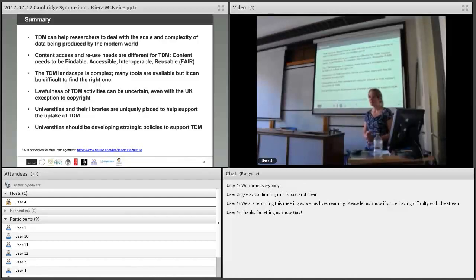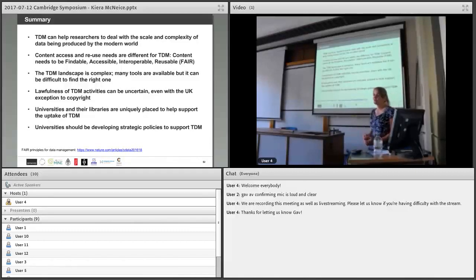The TDM landscape is complex. There are many tools, many of which you will hear about today. And so this can make it difficult for people to find the right one, which is where really consolidating information and networking is important. The lawfulness of TDM activities can still be uncertain. So again, researchers should be aware of what legal considerations there are and when to seek expert advice.